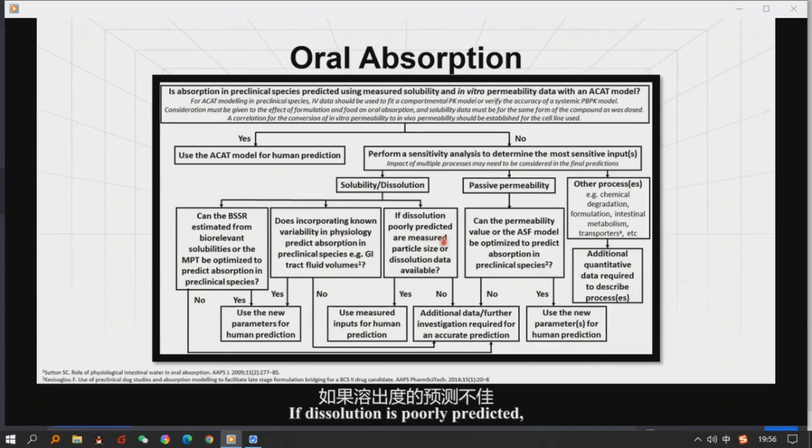If dissolution is poorly predicted, then you'll be looking to see, can measured particle size data or dissolution data help accurately predict in the preclinical species? If they can, you would use those data for human.